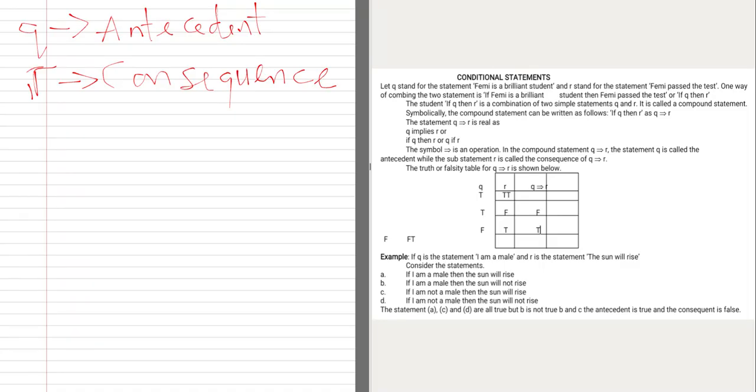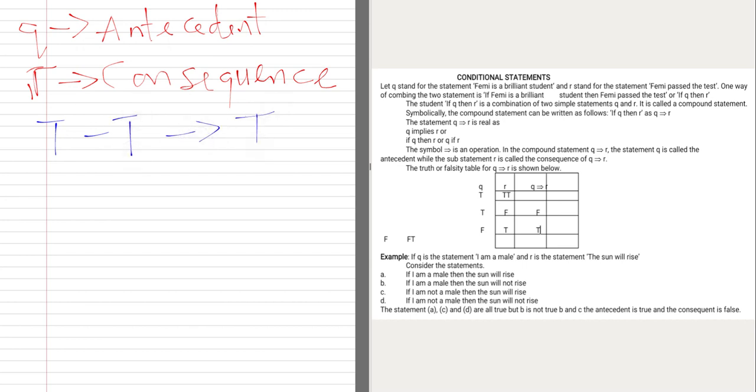Now look at it. From our statement, if I am a male, then the sun will rise, is a true statement, because from the statement we are told that I am a male, and the other statement is the sun will rise. It is a truth statement, because if I am a male is truth, and then the sun will rise is also truth.